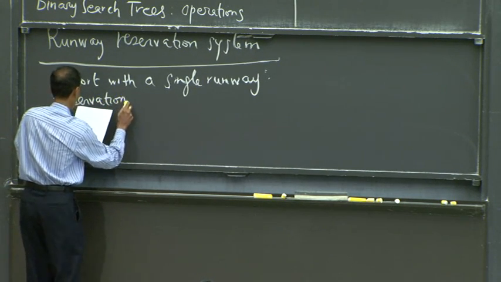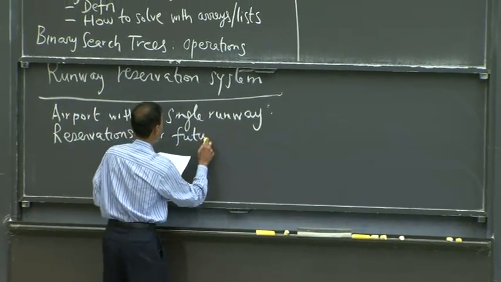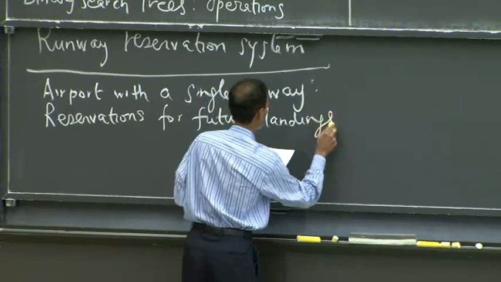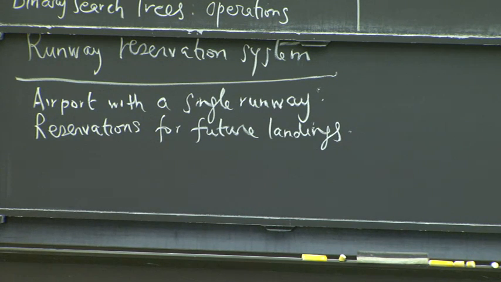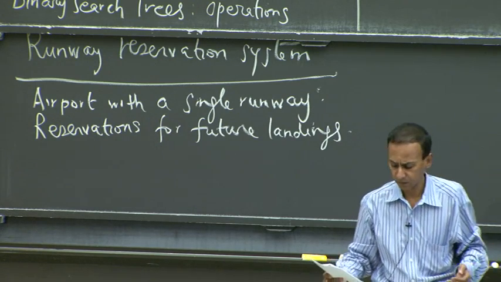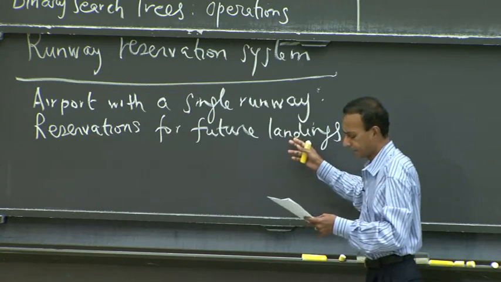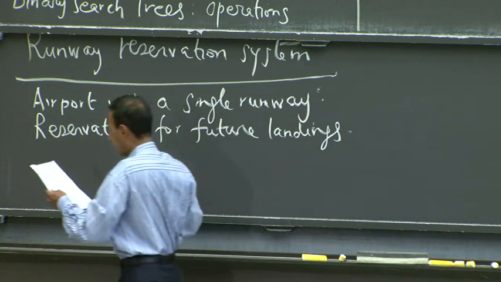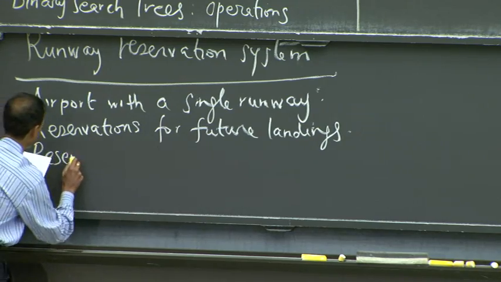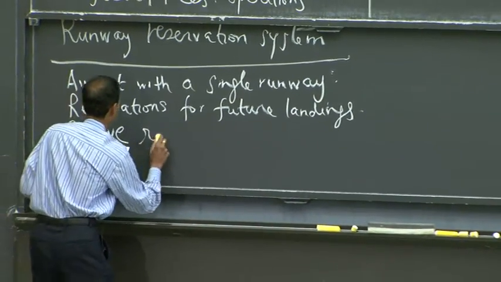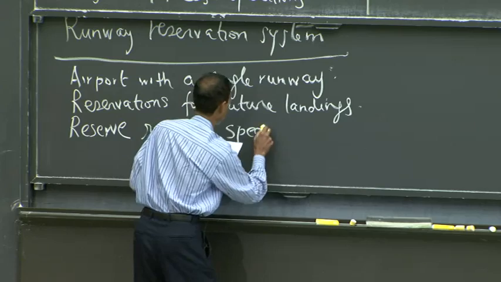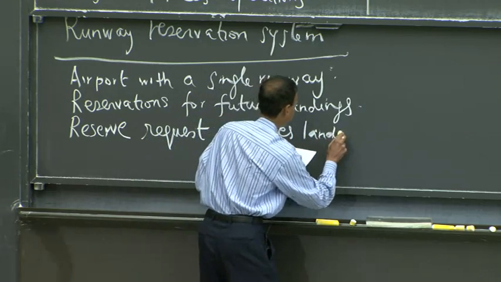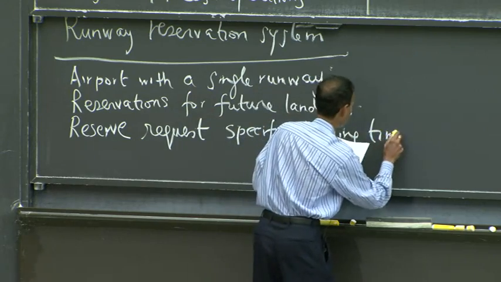So reservations for future landings is really what this system is built for. There's a notion of time. We'll assume that time is continuous, so it can be represented by a real variable or a real quantity. And what we'd like to do is reserve requests for landings, and these are going to specify a landing time. Each of them is going to specify a landing time. We call it T.